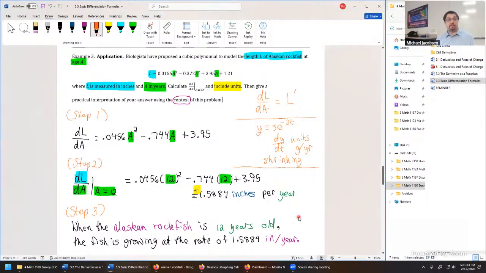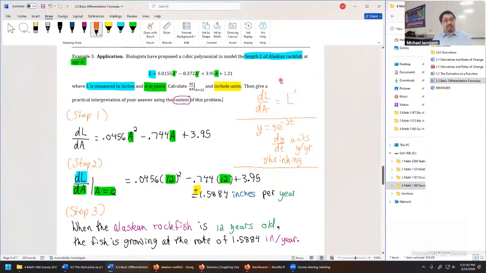Other questions at the moment? Okay, well, this is the whole rundown of doing a problem like this one. Yep, you bet. Thanks for asking about that.